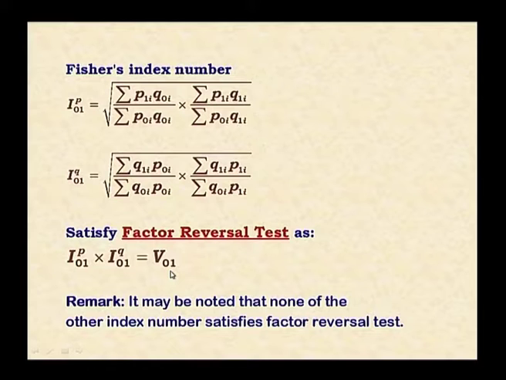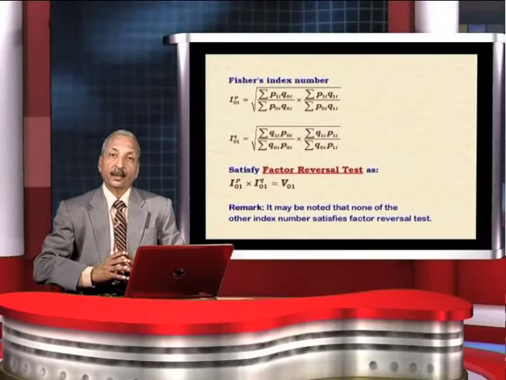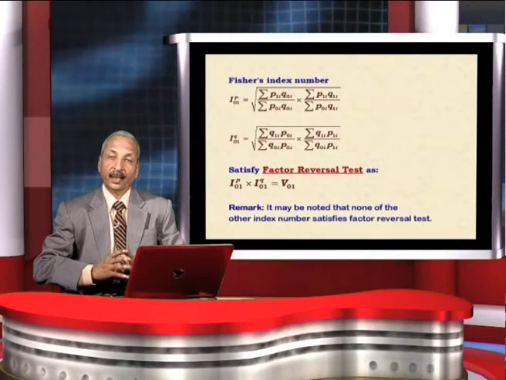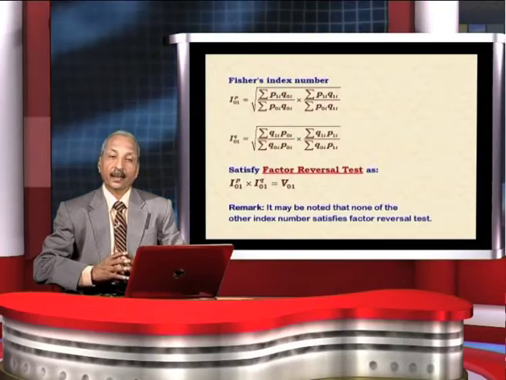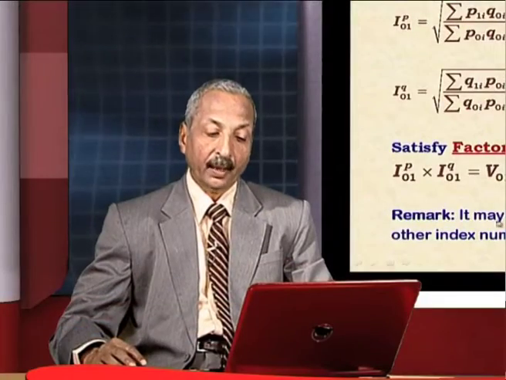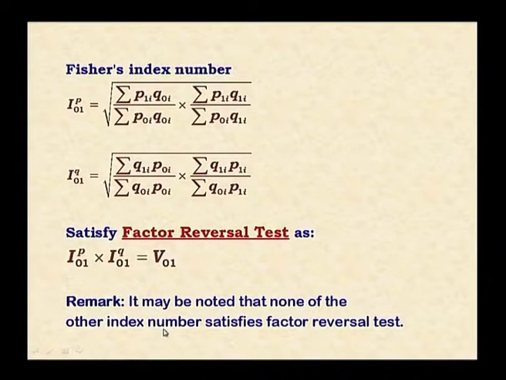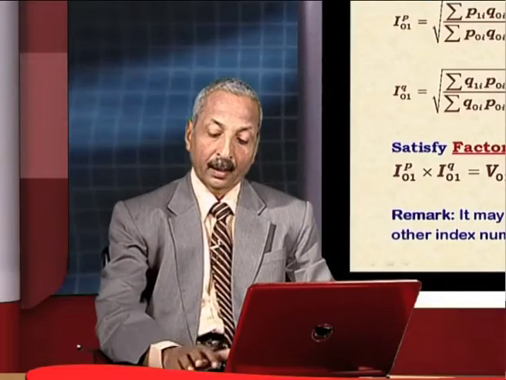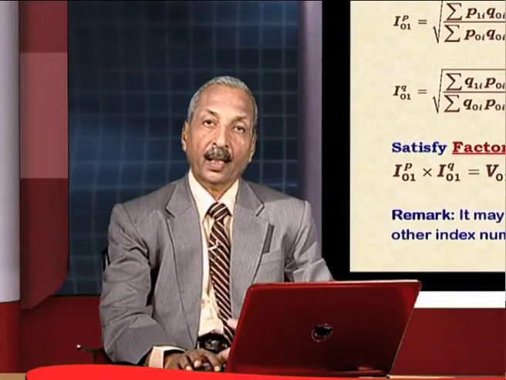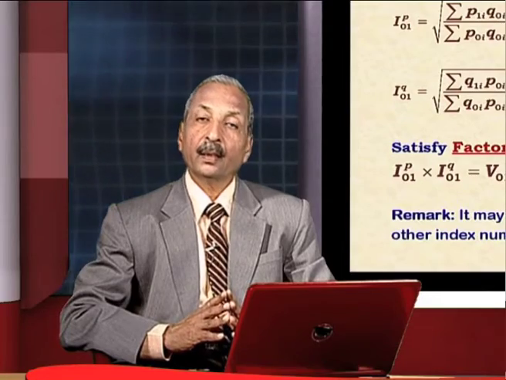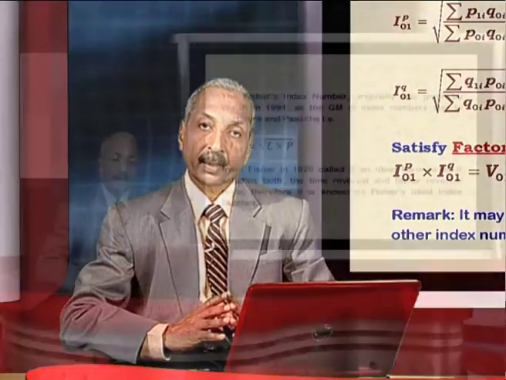So, this is the only index number which satisfies both the criteria, that is the time reversal test as well as the factor reversal test, and therefore, we say that the Fisher's index number or the Walsh index number is an ideal index number. So, again it may be noted that none of the other index numbers satisfies the factor reversal test, and both the tests are satisfied by the Fisher's index number.